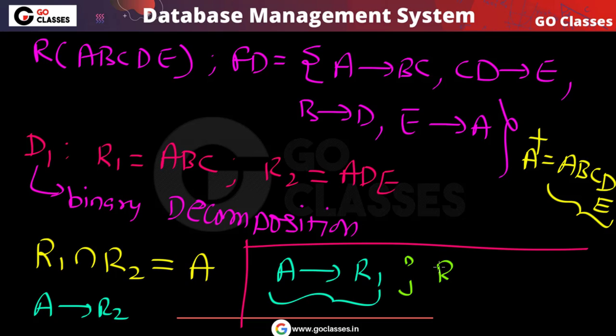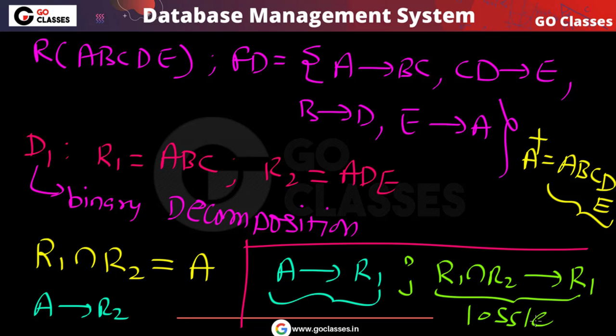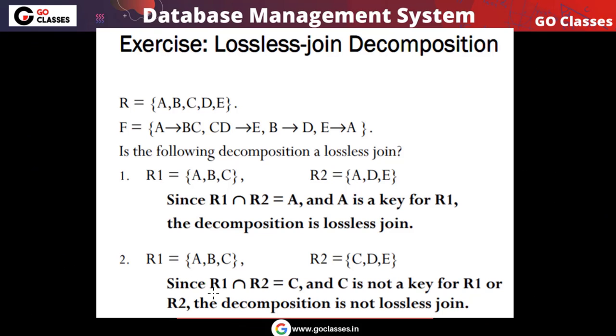So actually you can notice here that R1 intersection R2 is a super key in relation R1. So that is the reason we can say that this decomposition is lossless. Okay, so this is the question. Now let us see another decomposition.